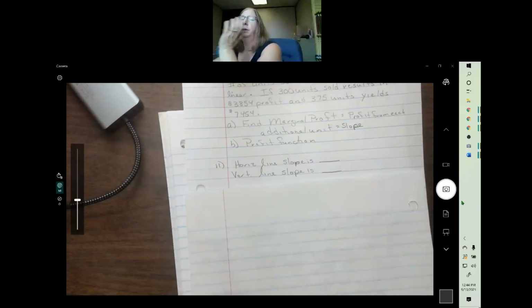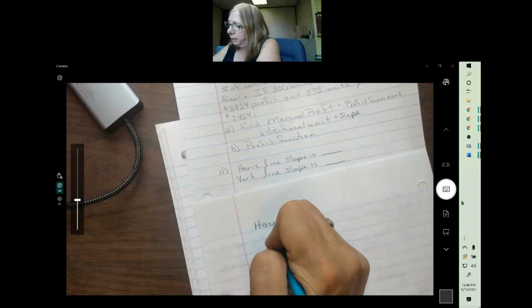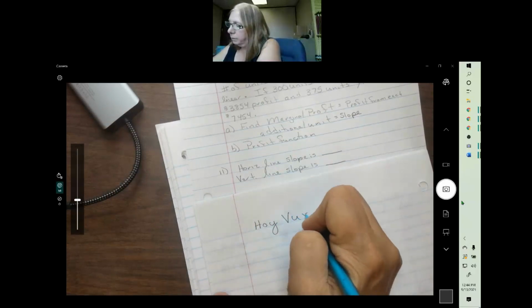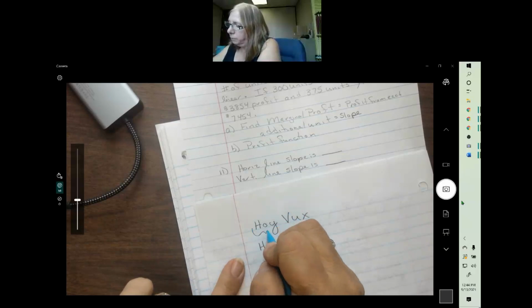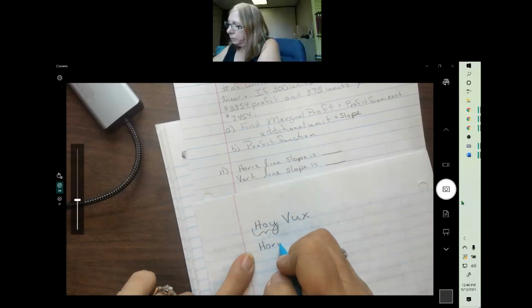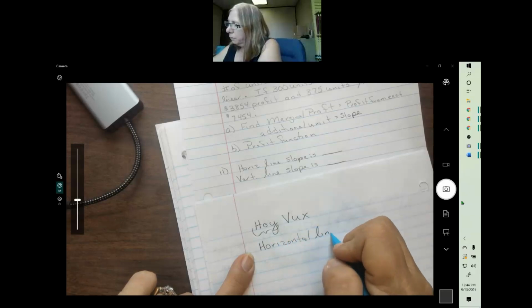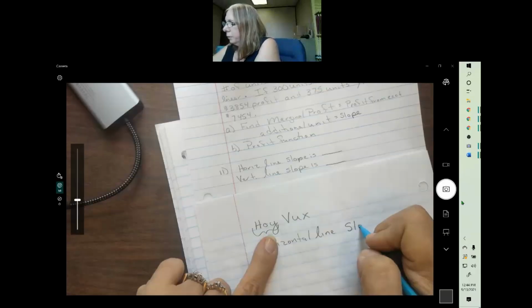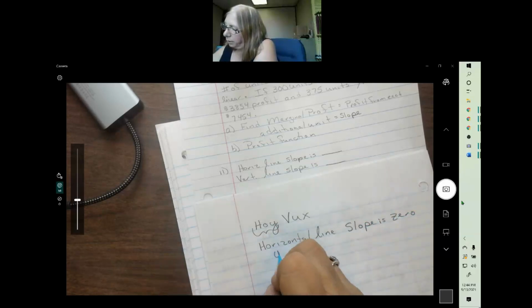You want to make sure you understand a horizontal line, what the slope is, what the equation is. And the best way to remember that is the dollar sign means a horizontal line, the first one, has a slope of 0, and it only has a y.